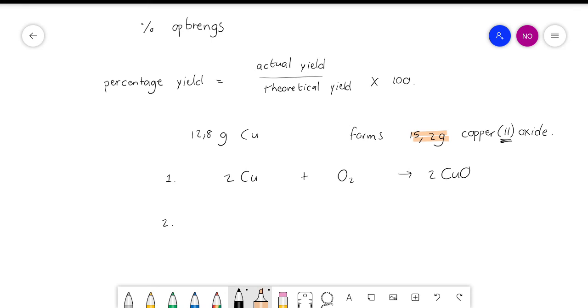to follow 100% yield. Okay, so daarvoor gaan ek gaan en sê mol koper wat toegelaat is om te reageer is massa op molare massa. So that's 12,8 divided by 63,5.